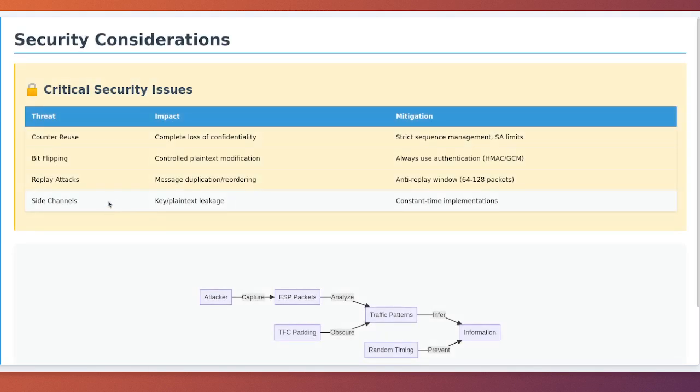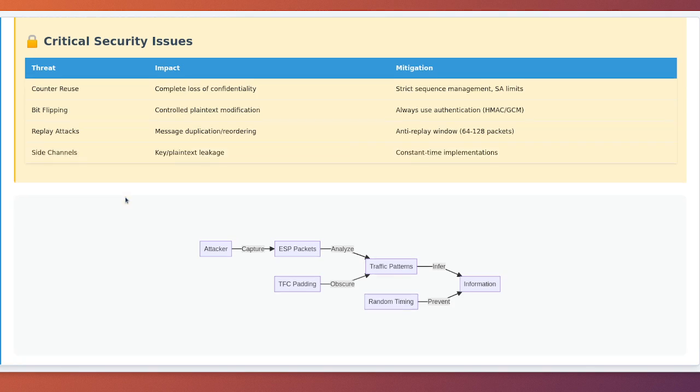Security considerations. While AES-CTR mode offers excellent performance and security when properly implemented, there are critical security considerations that network engineers and security professionals must understand. These considerations can mean the difference between a robust, secure VPN implementation and one that is vulnerable to sophisticated attacks. Let me share the key security aspects you need to be aware of when deploying ESP with AES-CTR.